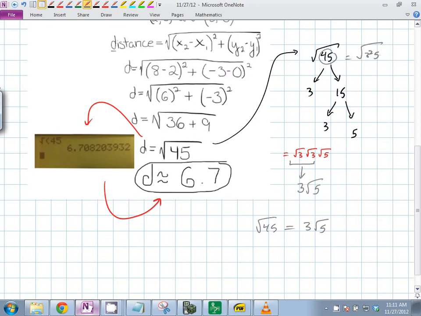This is just a side note. You don't have to do this. I really like she did this to show us approximately what the value is. That was very good.